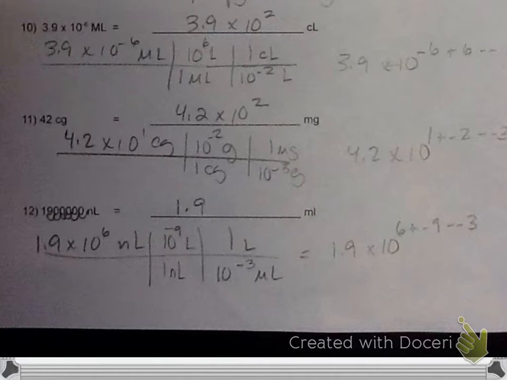All right, moving down. 3.9 times 10 to the negative 6 megaliters is equal, and that's liters, and I don't know why I capitalized it, is 3.9 times 10 to the 2nd centiliters. 42 centigrams is 4.2 times 10 to the 2nd milligrams. The last one, again, it ends up as 10 to the 0, so that's just 1.9 milliliters.